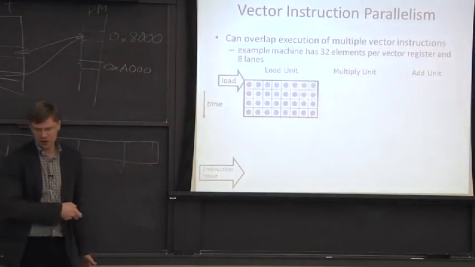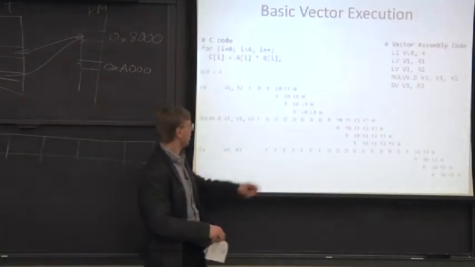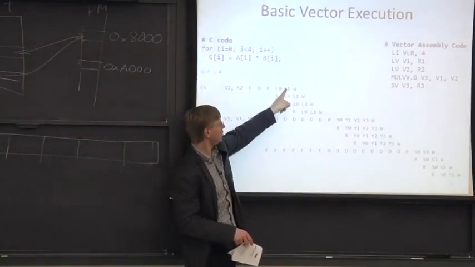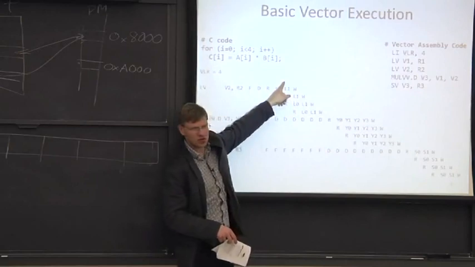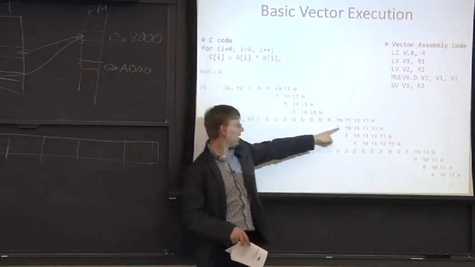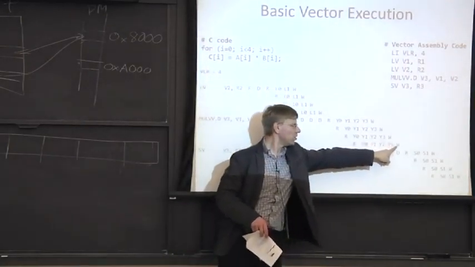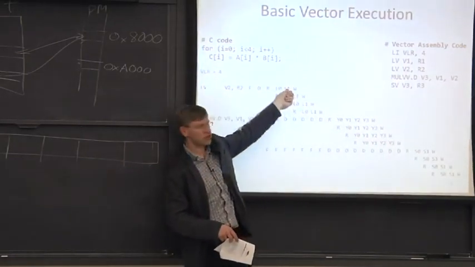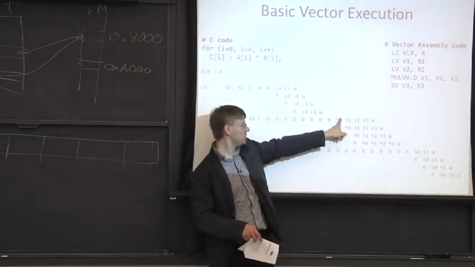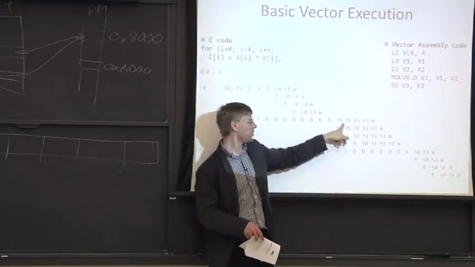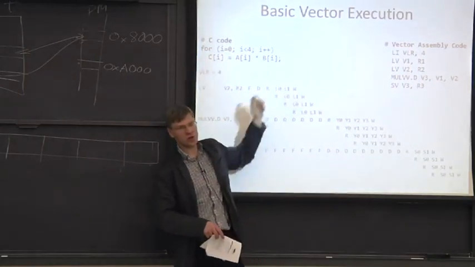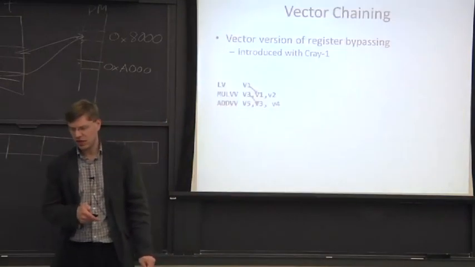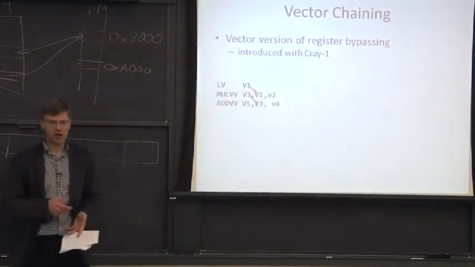Because if we went back and looked at this picture here, this load creates the element of the vector 0, we'll say. This operation here looks at the third element of the vector, so it cannot execute after this load is done. It has to wait for this one. But this multiply here can execute right after this load happens. So chaining in vector architectures is to some extent the moral equivalent of register bypassing.